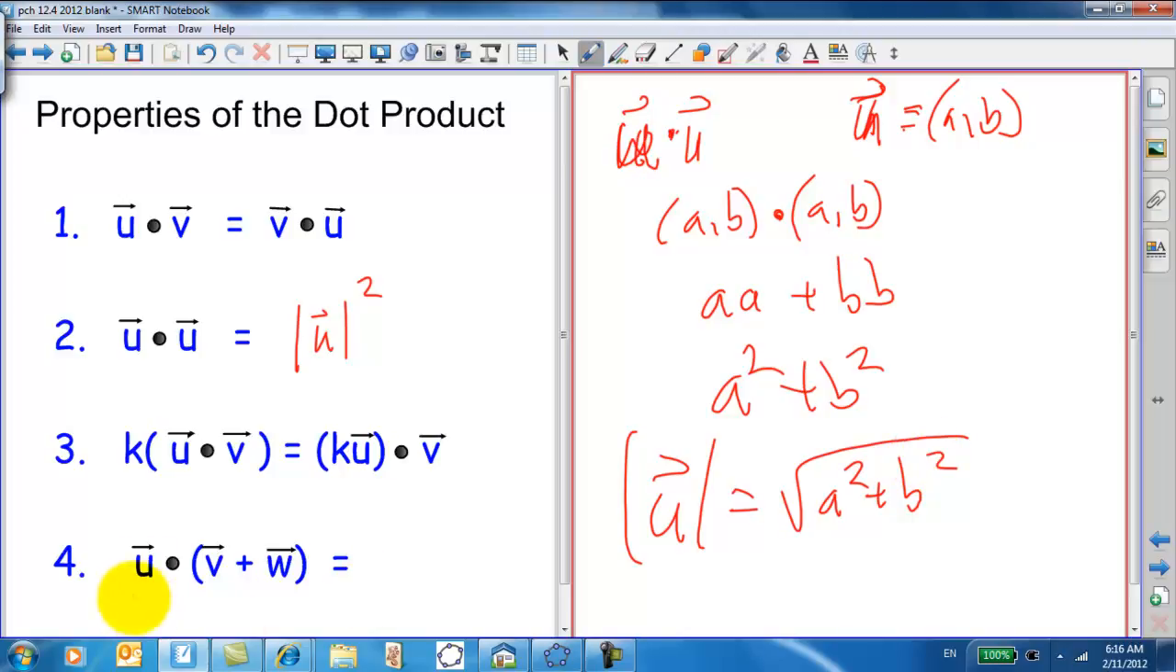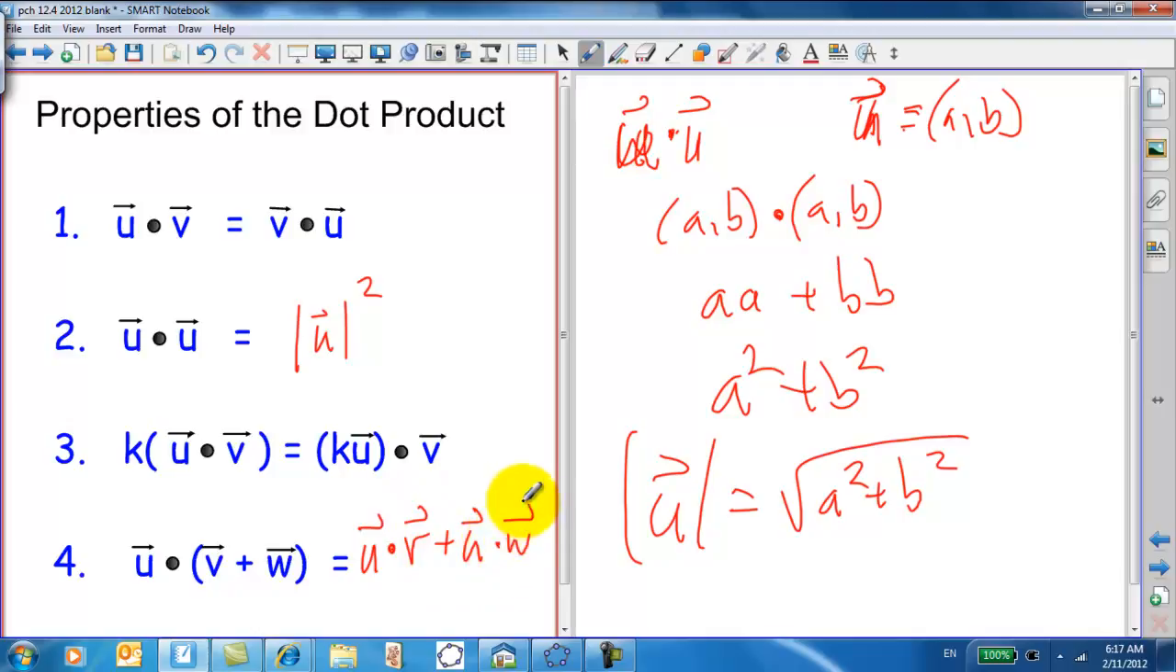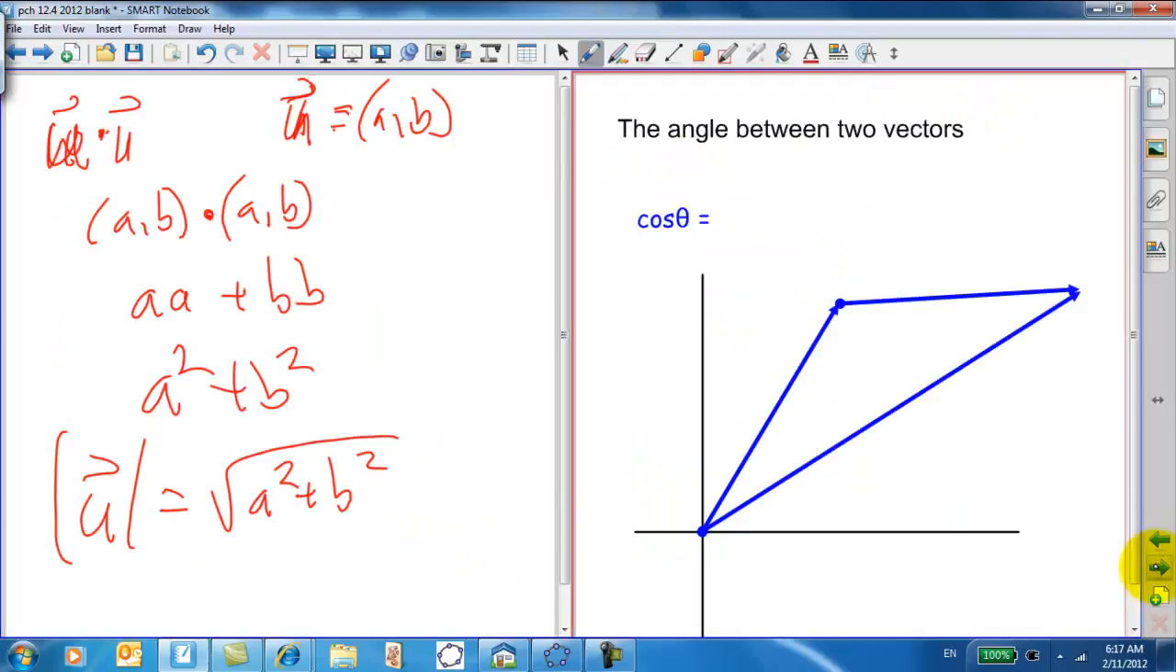If you do a scalar multiple, k times u dot v, you don't distribute it. You do sort of an associative property and just have the scalar multiple times one of the vectors. Now, oddly enough, the dot product does distribute over addition. So u dot, the vector addition of v and w, is u dot v plus u dot w. Okay, just a few properties there.